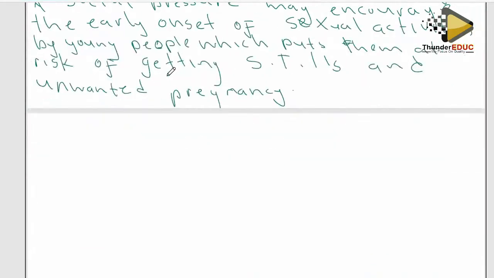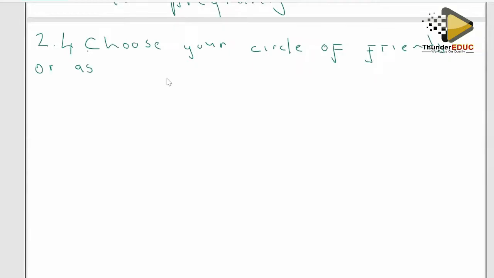Now, moving on to the next question. The next question reads, recommend 3 strategies you would implement to cope with social pressure from your friends in a more responsible way. So we need 3 strategies which you can use to cope with social pressure. So we are also going to write it on the whiteboard. That is 2.4. All right, the first thing is that when you're subjected to social pressure, you need to choose. You need to choose your circle of friends or associates wisely. Don't just interact with people who may negatively impact you.